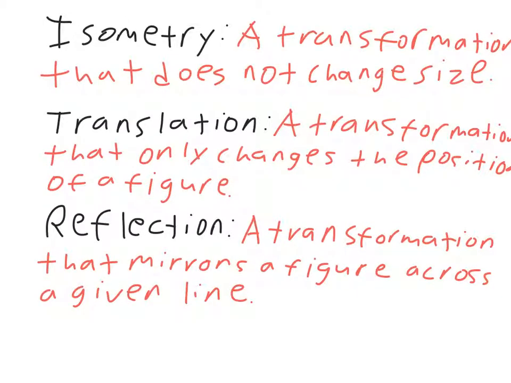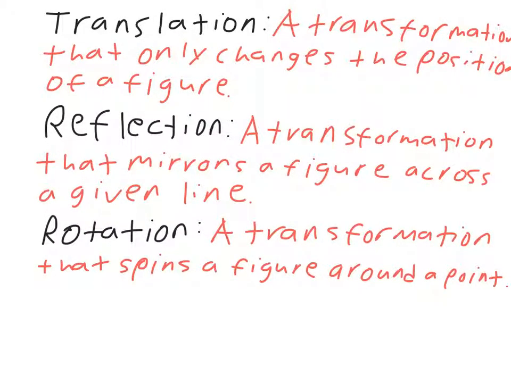Next, reflection, a transformation that mirrors a figure across a given line. So we take any shape and then we reflect it, mirror it across the line, so that each point after the reflection is the same distance away from the line as the original shape was.